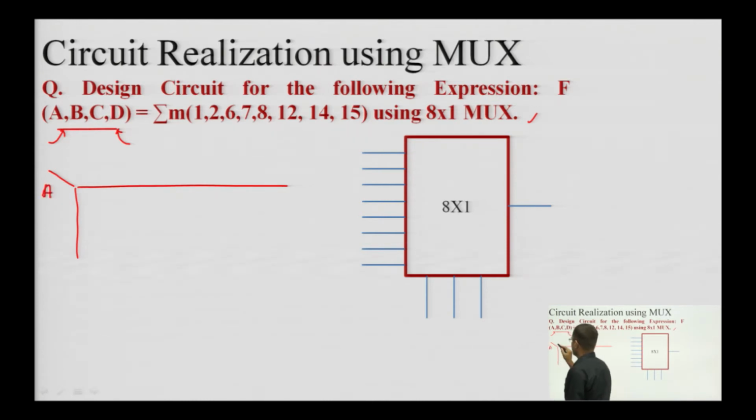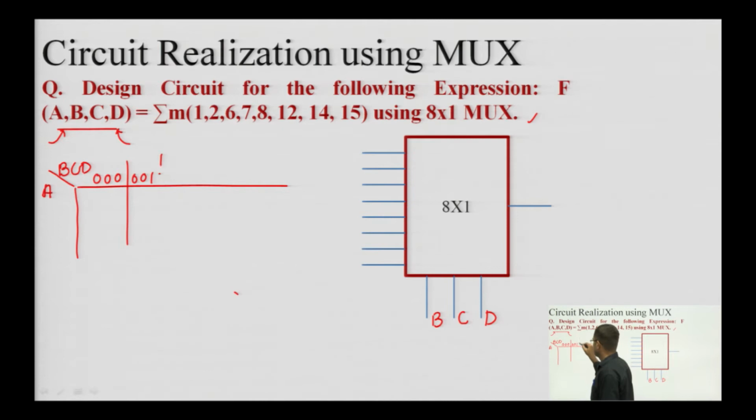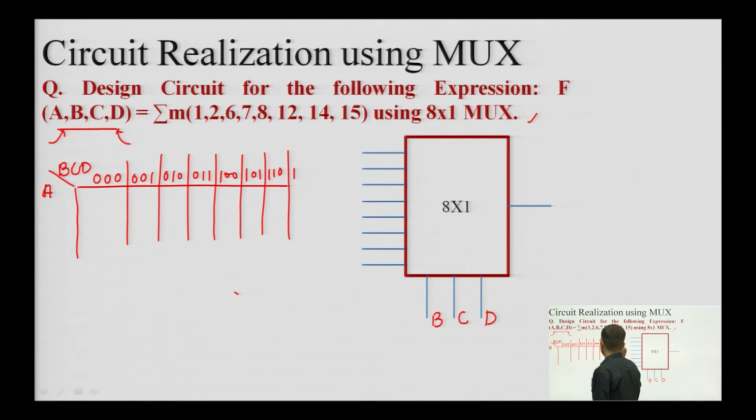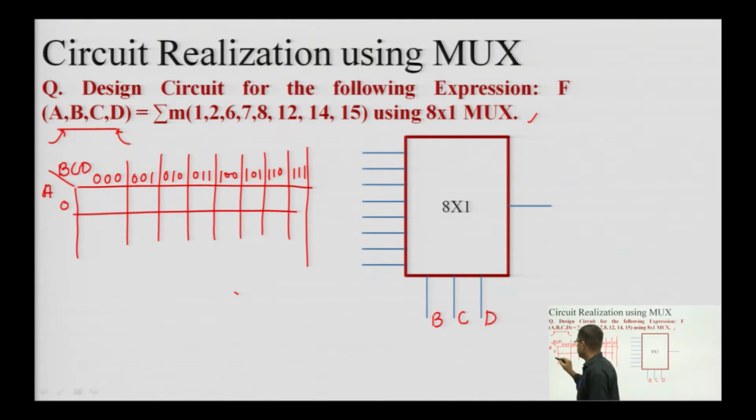So, if you want to eliminate the LSB, A has been eliminated and B, C and D, these are the 3 variables which are going to be used as select lines. So, I am marking these as B, C and D, and B, C, D can have 8 sets of values: 000, 001, 010, 011, 100, 101, 110 and 111. Okay. So, these are the 8 sets of values, and A, the select line which is eliminated, can have 2 values 0 and 1.